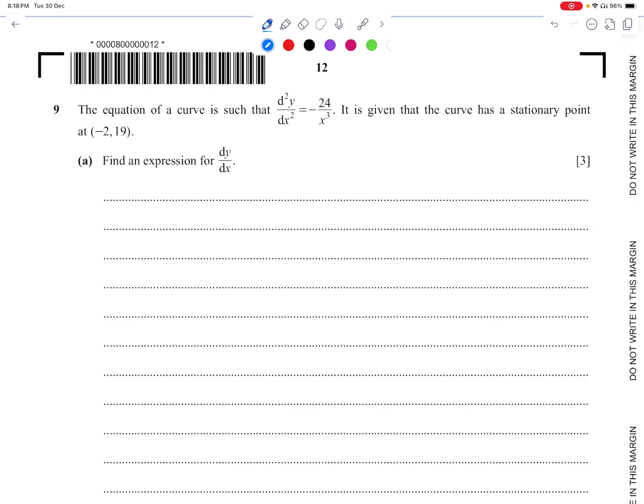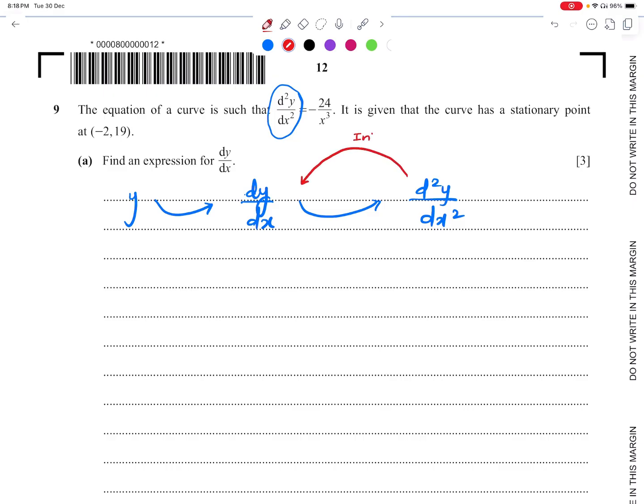It says the equation of a curve is such that this is equal to this, and it is given that the curve has a stationary point at this. Find the expression for dy by dx. Now, you have the double derivative given to you. You need to understand one thing, that when you go from y to dy by dx, you differentiate. And then when you go from d square y by dx square, you differentiate once again. But in this case, we're going from here to here, so you're going to be integrating it.